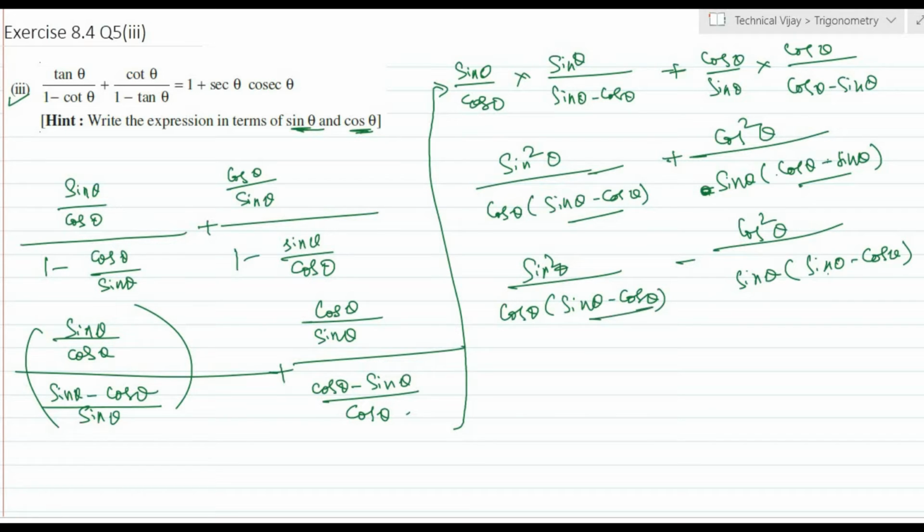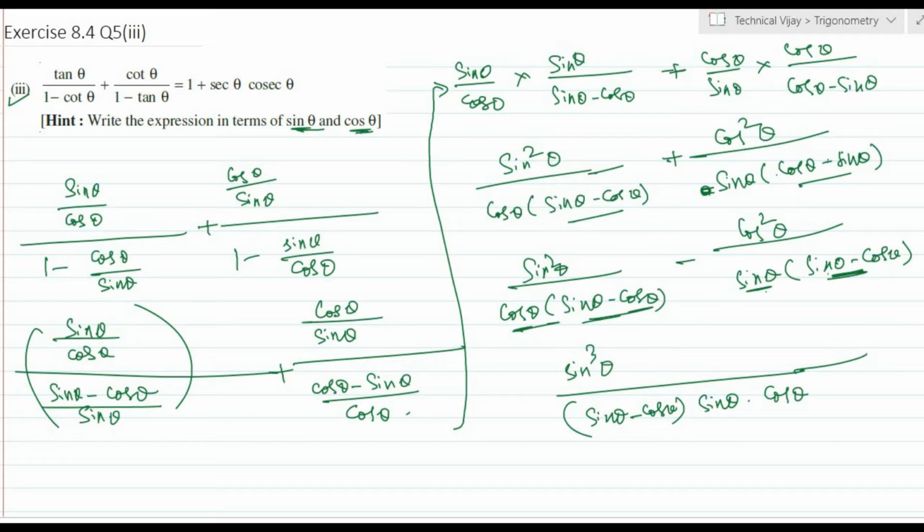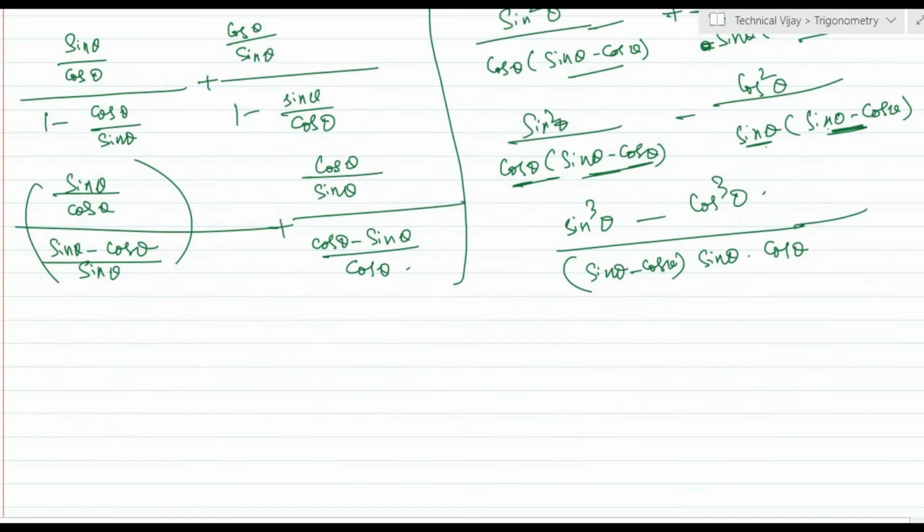So you observe now sin theta minus cos theta, this is one term and this is another term, that is sin theta into cos theta, so that this LCM can be written, that is sin theta minus cos theta into sin theta into cos theta. This is LCM. Okay, see cos theta into sin means sin theta will be there here, sin cube theta minus cos cube theta, like this. So here a cube minus b cube formula, this is equal to a minus b into a square plus ab plus b square. This we know. You apply it here.